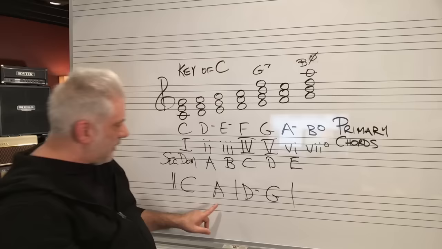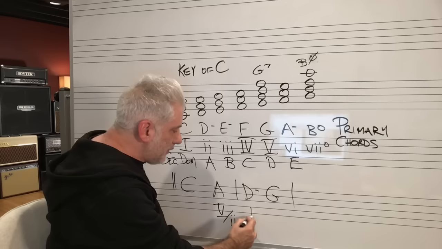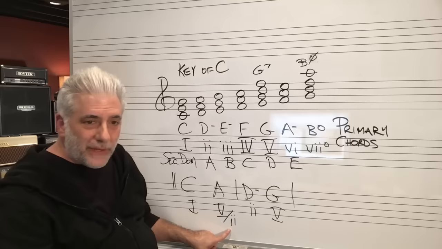This is called a 5 of 2. And this is your 2 chord. This is your 5 chord. This is your 1 chord, okay? This is a very common progression. So the 5 of 2, the secondary dominant chord, wants to move to its primary chord.